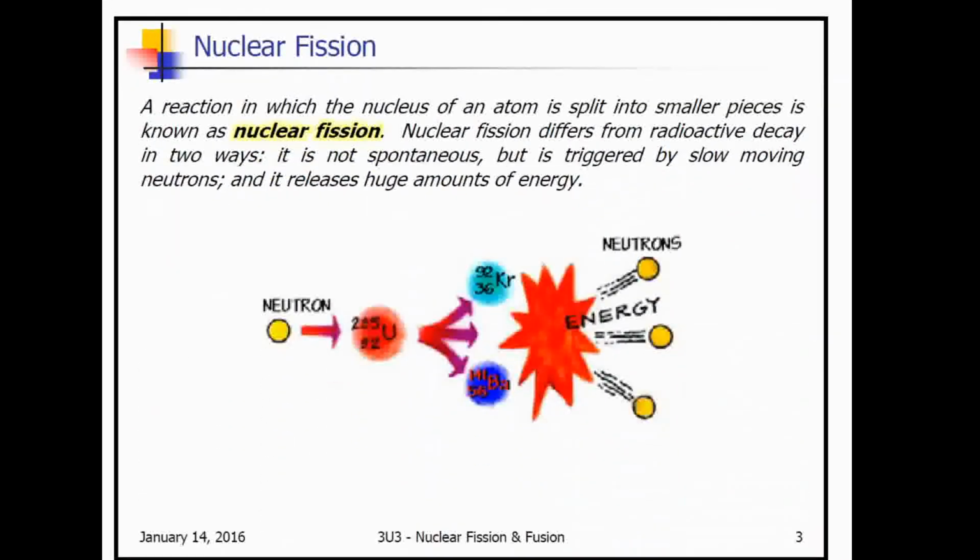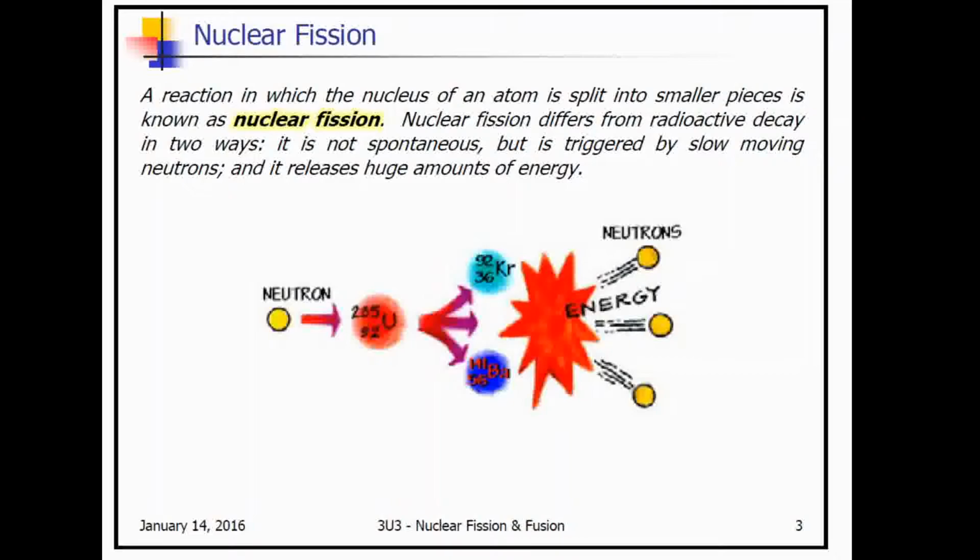So we have two types of nuclear reactions. The first we'll talk about is nuclear fission. This is when we split an atom into two smaller atoms and we give off energy. So the image here is shown. You have a neutron, and it is hitting a uranium-235 atom. That uranium-235 splits up into krypton-92 and barium-141, and it gives off some other neutrons and energy. So this is a nuclear fission reaction.